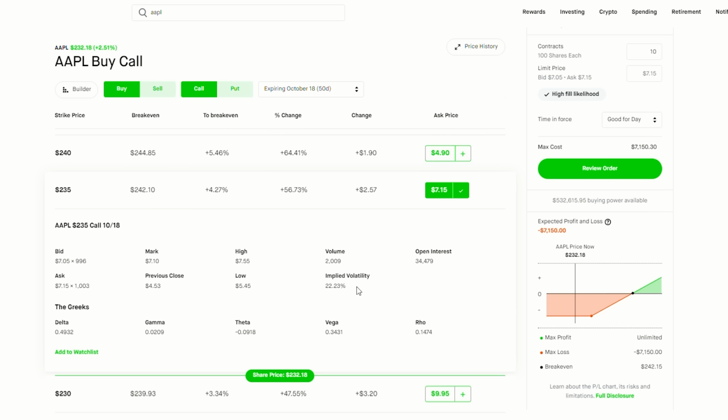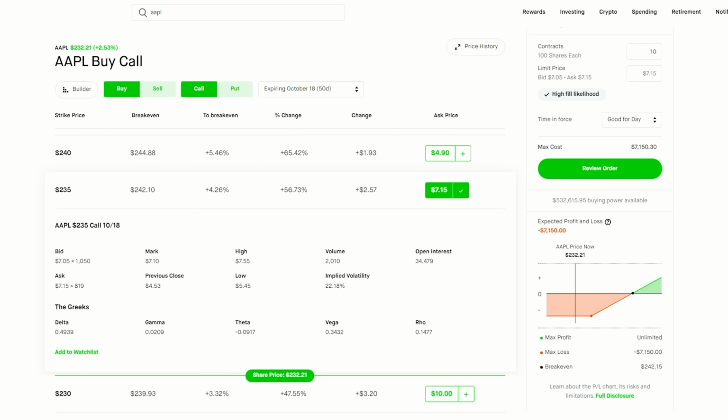So say that I think Apple is going to be a $240 stock. Would I buy this call option? Well, it depends. If I think $240 will happen at expiration, I would actually not buy this option because the break-even price is $242 per share. That means that I would actually lose $2 if I were to buy this call option, and it were to go to $240 per share at expiration. Mind you, Apple is currently at $232 as I'm making this video.